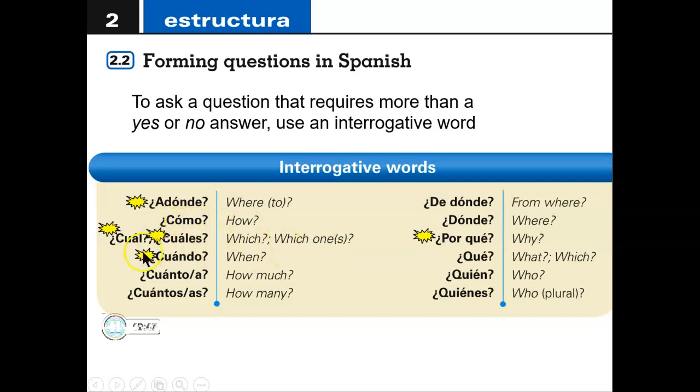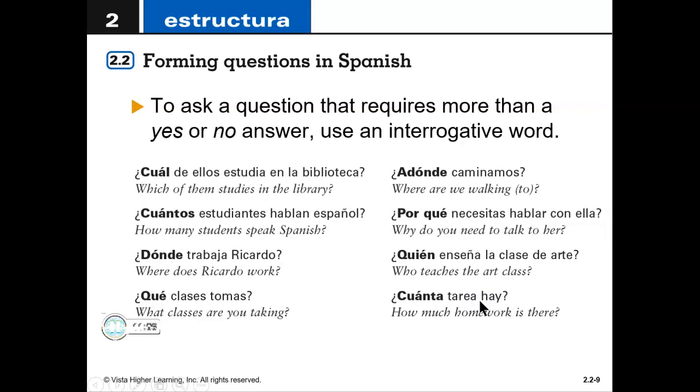Cómo we had before for how. Cuál and cuáles are new. Which and which ones. Cuándo is new. That's when. Cuánto and cuántas are very similar. Remember these? How much and how many. Qué was what or which. Quién is who and quiénes was who, plural. When we go to write a question that requires more than that yes or no answer, we're going to use that interrogative word, right? Notice this one.